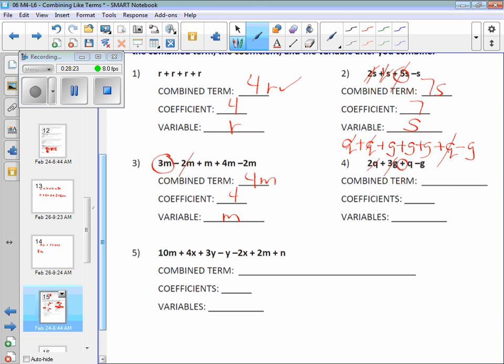Before I go any further, do you see how we got to that 3 Q? Yes. Now do the G's. How many G's? 1. Add another. 2. Add another. 3. Take away 1. How many do I have? Positive or negative? I have 2 positive G's, right?